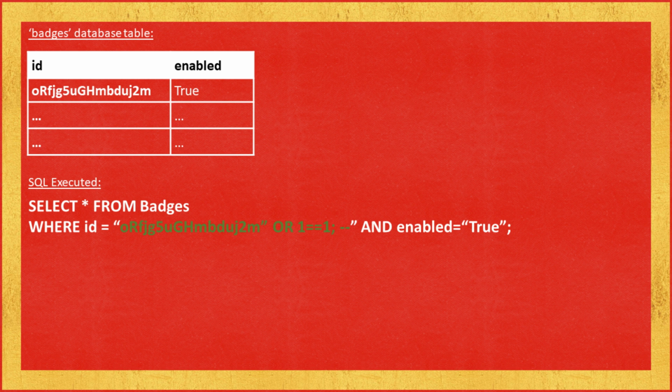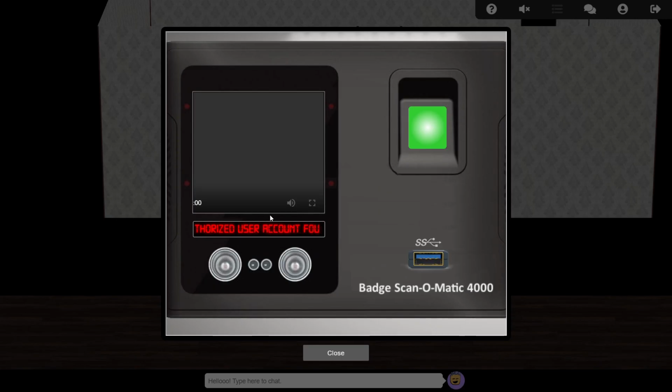This is followed by an OR statement, which adds an alternative search parameter, and the 1 = 1 part always returns true. The semicolon terminates the SQL statement, and the double dashes signify that everything following it should be treated as a comment and not executed. If our guesswork is correct, this should stop the system from checking whether a badge is enabled or not, and let us in.